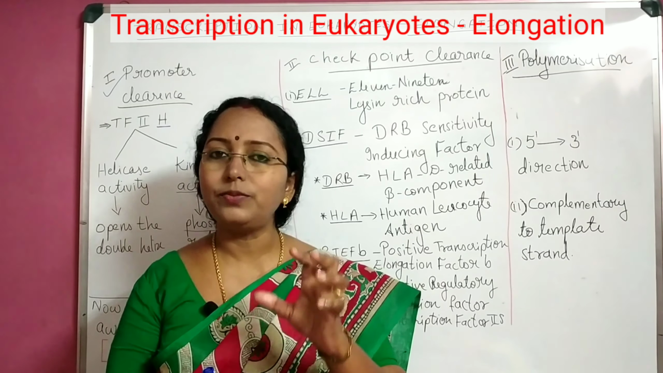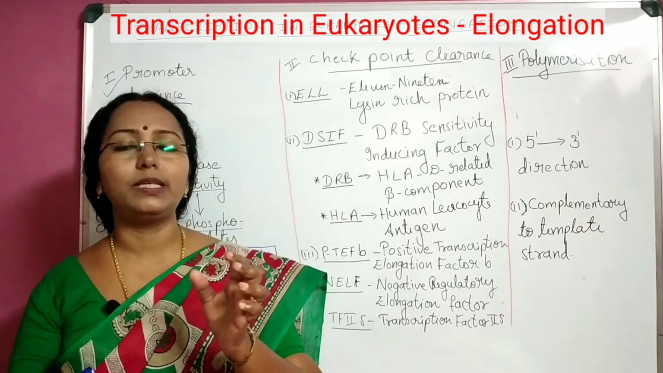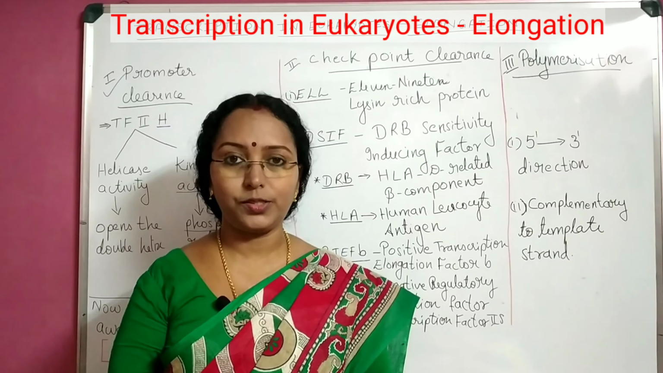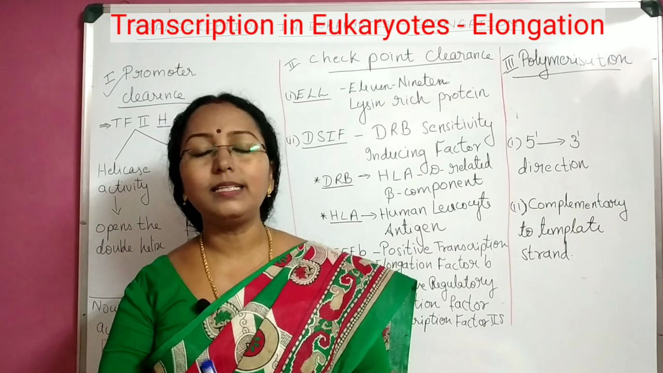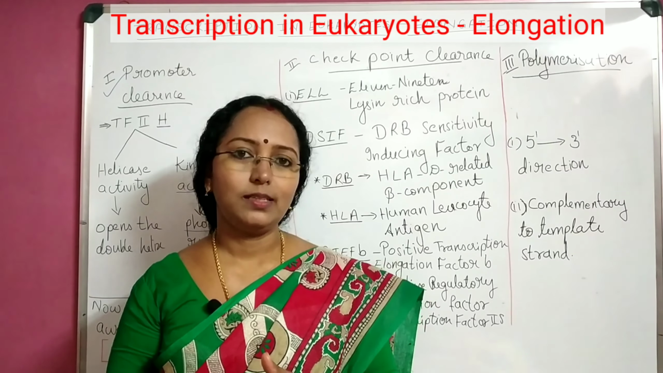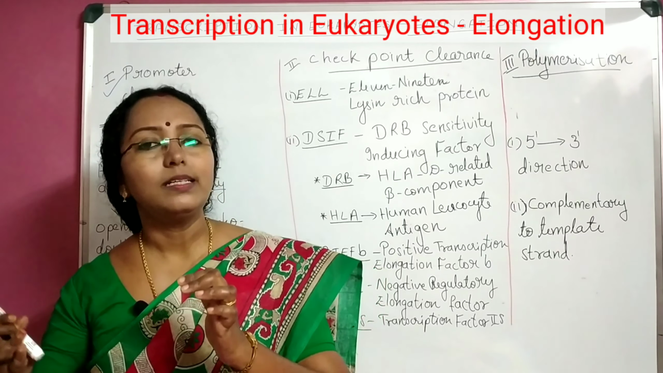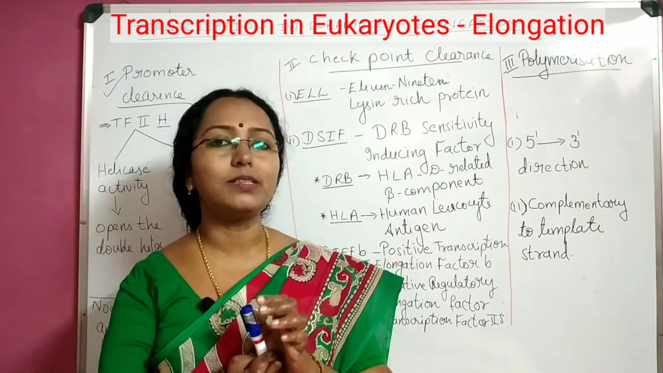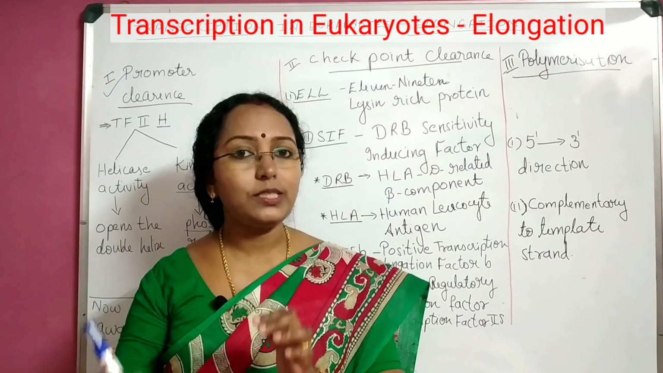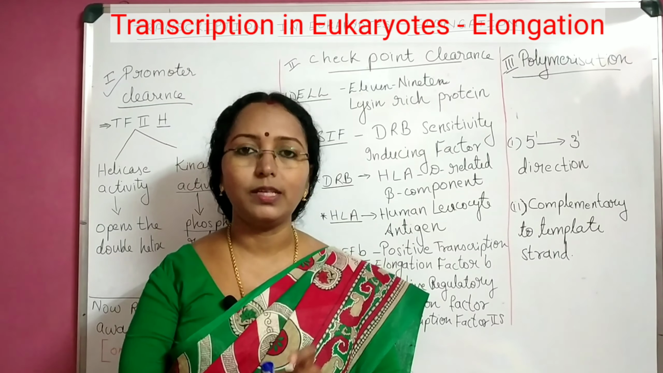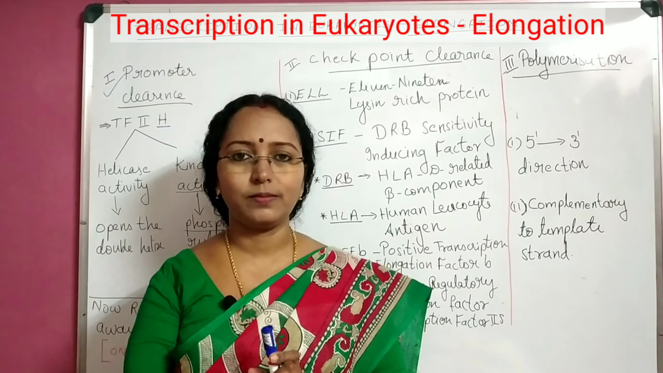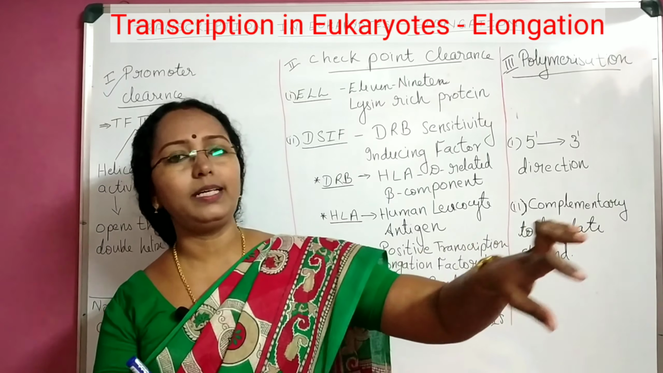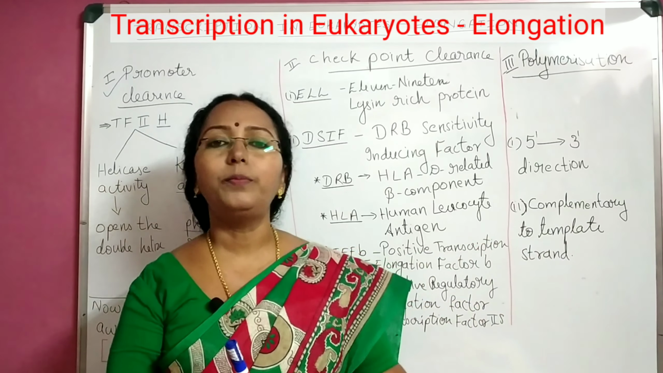Now helicase activity, from the word itself, I think you might have understood that it is unwinding the helix, as we have learned in DNA replication. Kinase activity, what is that? Enzyme kinase is the one which is adding phosphate to the substrate. That means it is doing phosphorylation. That means TF2H is also able to add phosphate. Where is it adding the phosphate? Of course, it will add to RNA polymerase II. Only then can it take the RNA polymerase away from the promoter.